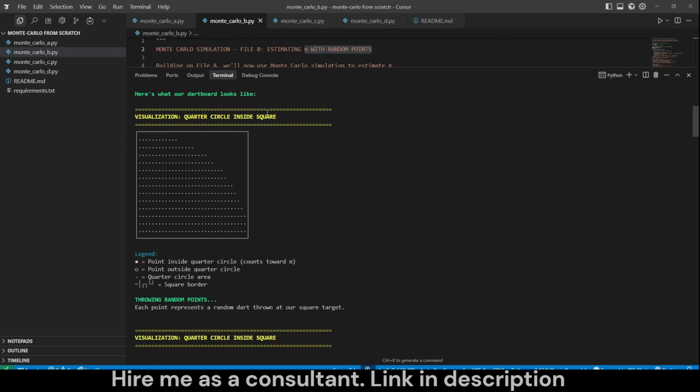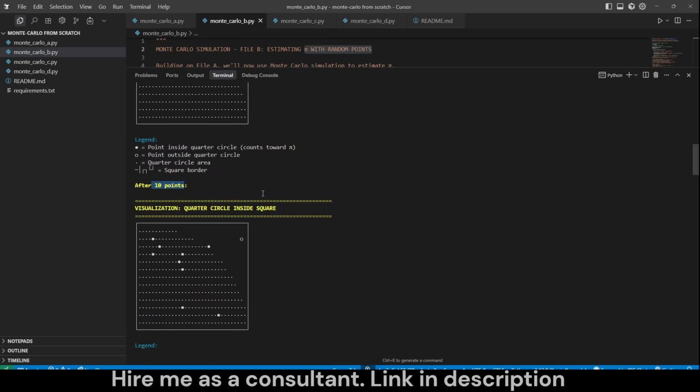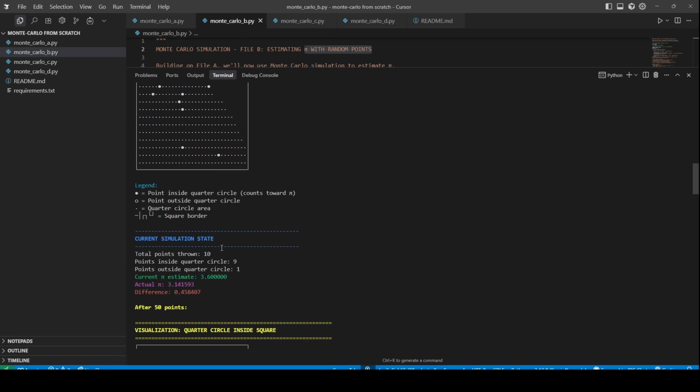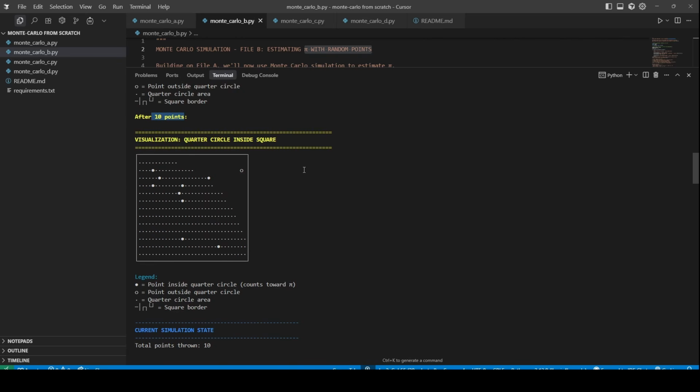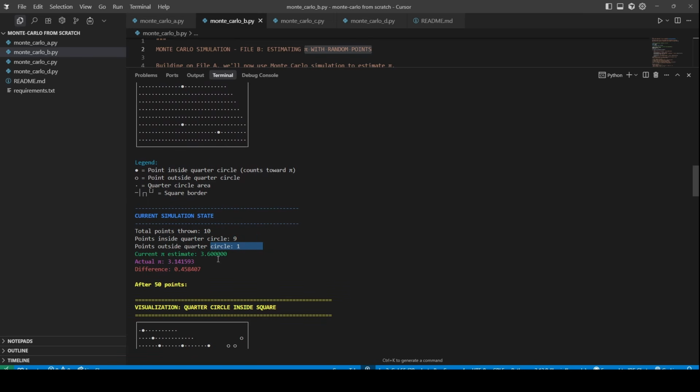So now this is what it's going to look like. After throwing 10 points, here's a little visualization. We see that 9 of them go inside the quarter circle and 1 of them outside. This means if we divide, our estimated pi is 3.6, but the actual pi is 3.14 and some change.